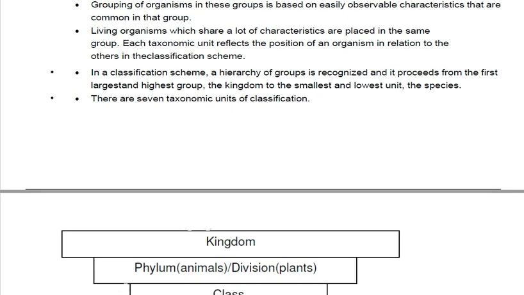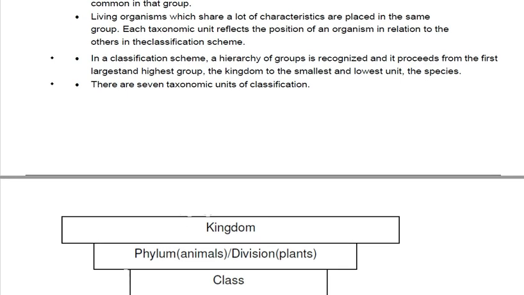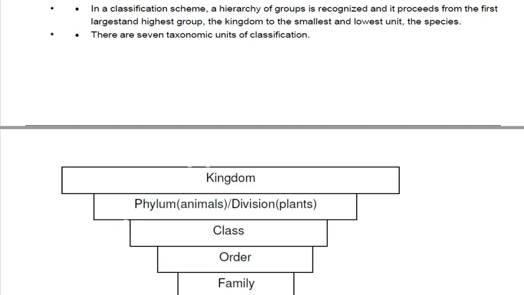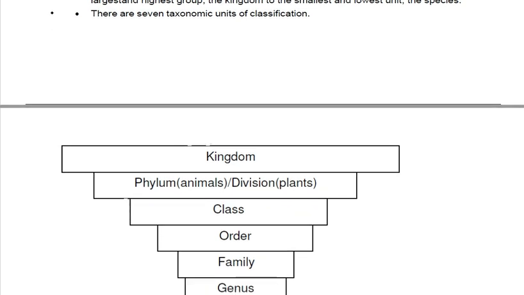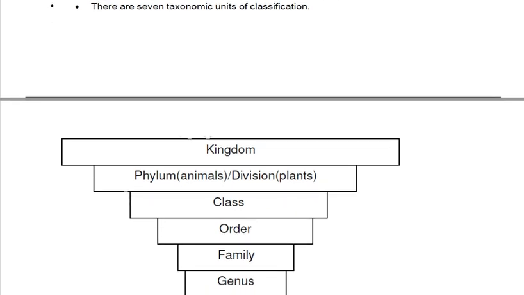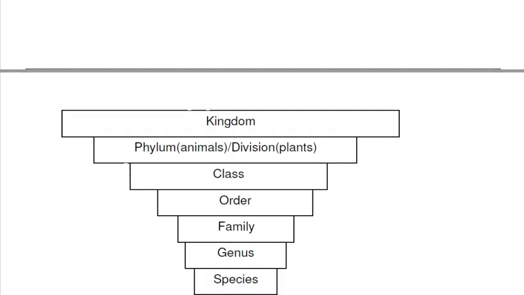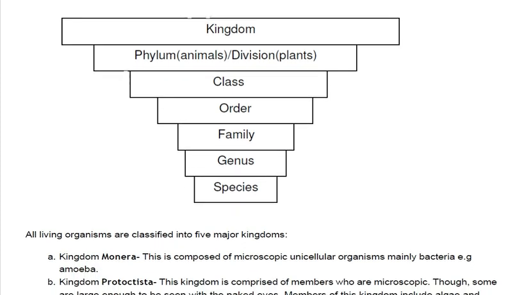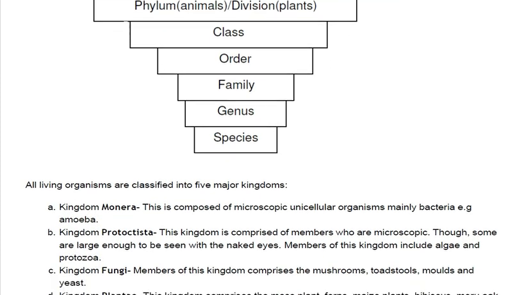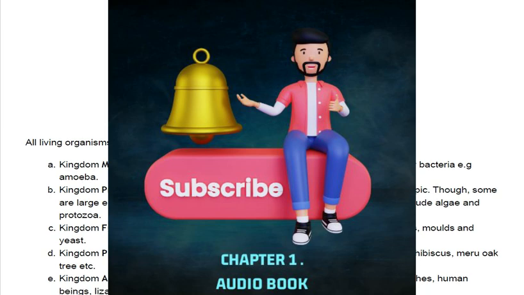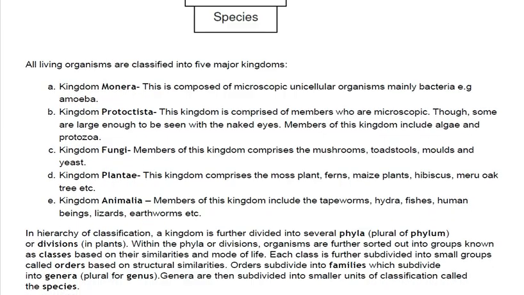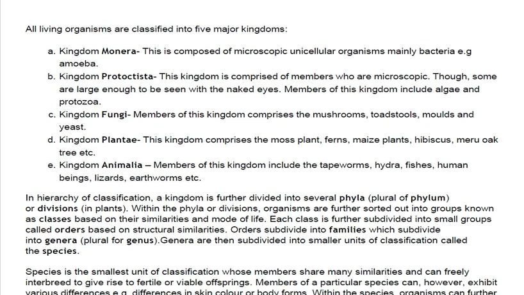In a classification scheme, a hierarchy of groups is recognized, and it proceeds from the first, largest and highest group, the kingdom, to the smallest and lowest unit, the species. There are 7 taxonomic units of classification. All living organisms are classified into 5 major kingdoms. A. Kingdom Monera. This is composed of microscopic unicellular organisms, mainly bacteria, e.g. amoeba.